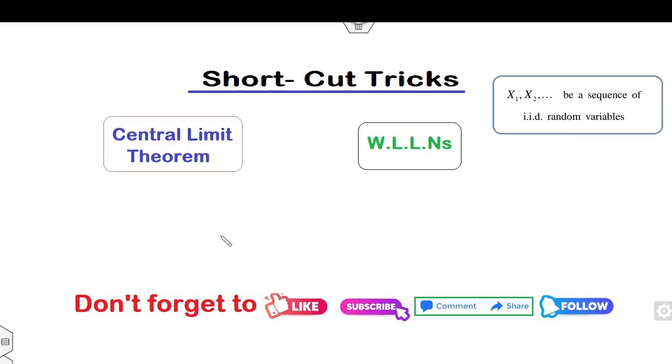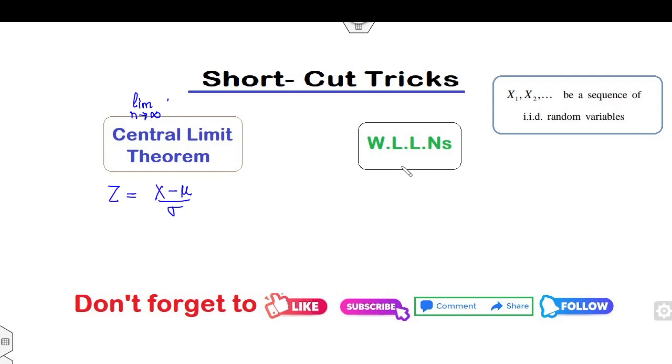I will tell you firstly in what case you can apply the central limit theorem. The central limit theorem is applied when you have to find the limit of something as n approaches infinity. Then your target is to write it in terms of Z.